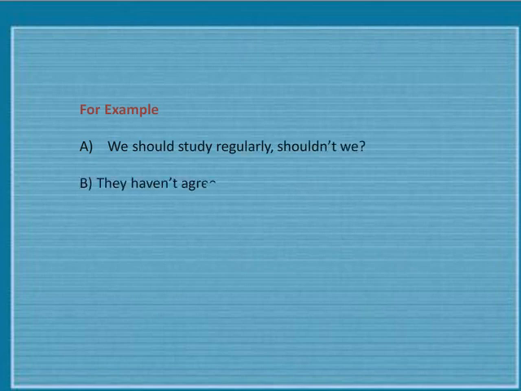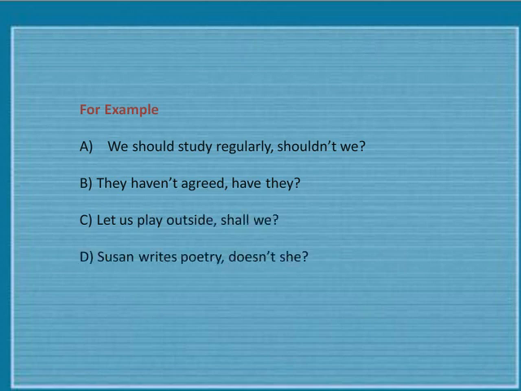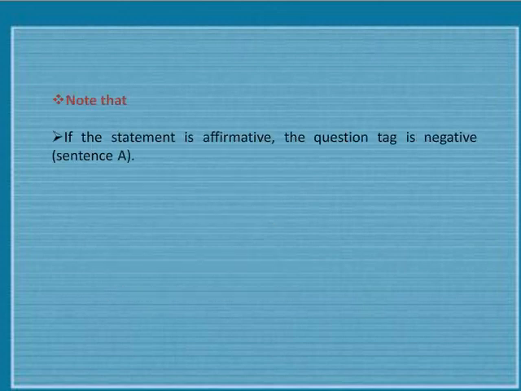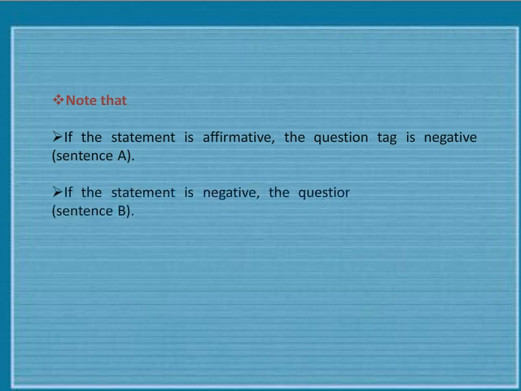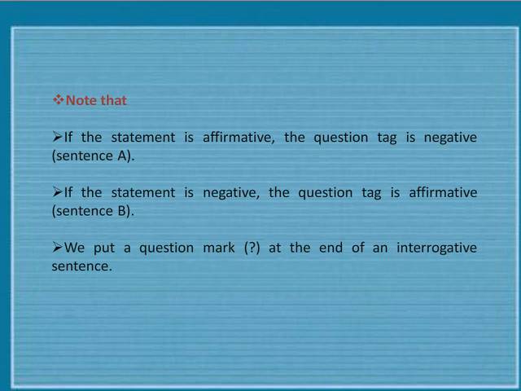shouldn't we? They haven't agreed, have they? Let us play outside, shall we? Susan writes poetry, doesn't she? He did not join the Navy, did he? Note that if the statement is affirmative, the question tag is negative. If the statement is negative, the question tag is affirmative. We put a question mark at the end of an interrogative sentence.